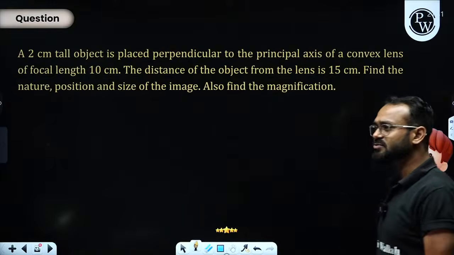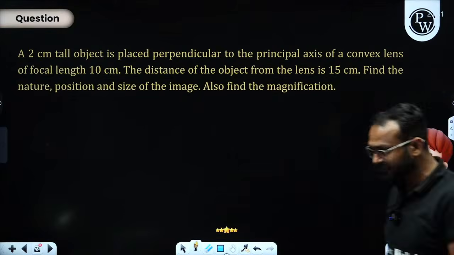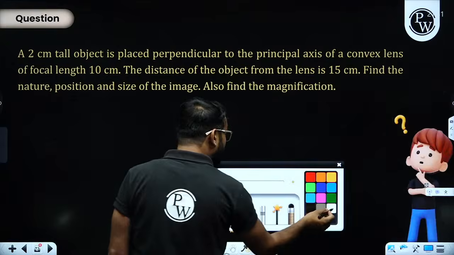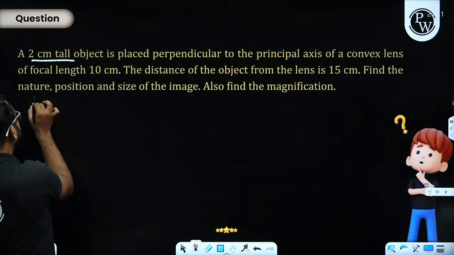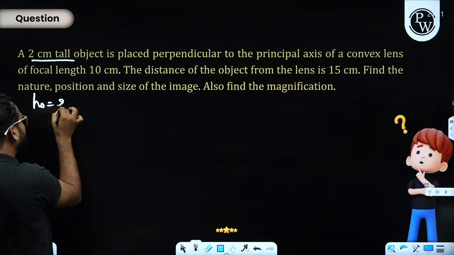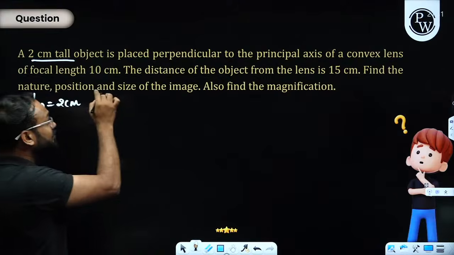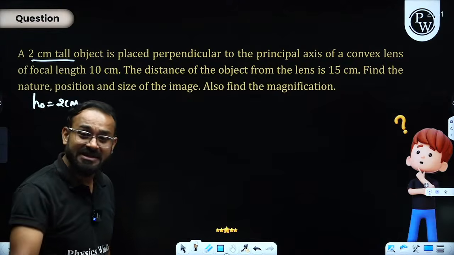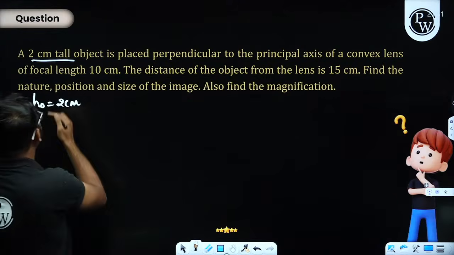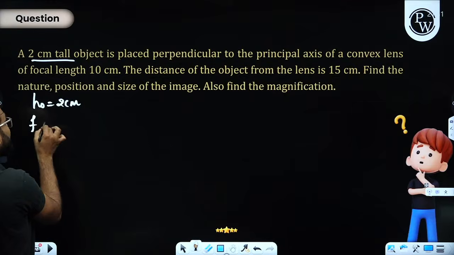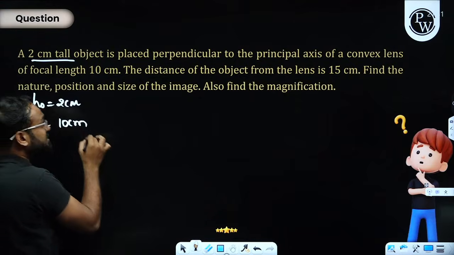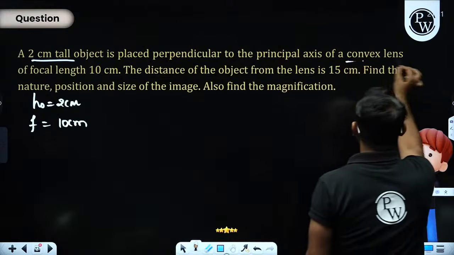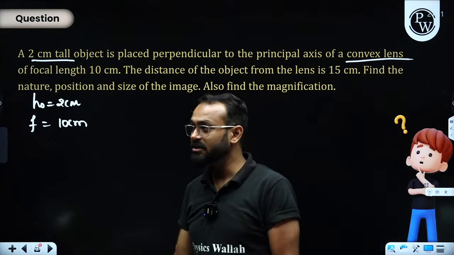Now there is one question related to the lens which is given to us. A 2 centimeter tall object, that means the height of the object is given as 2 centimeter, placed perpendicular to the principal axis of a convex lens. Focal length 10 centimeter. Which lens are we talking about? Sir, convex lens.